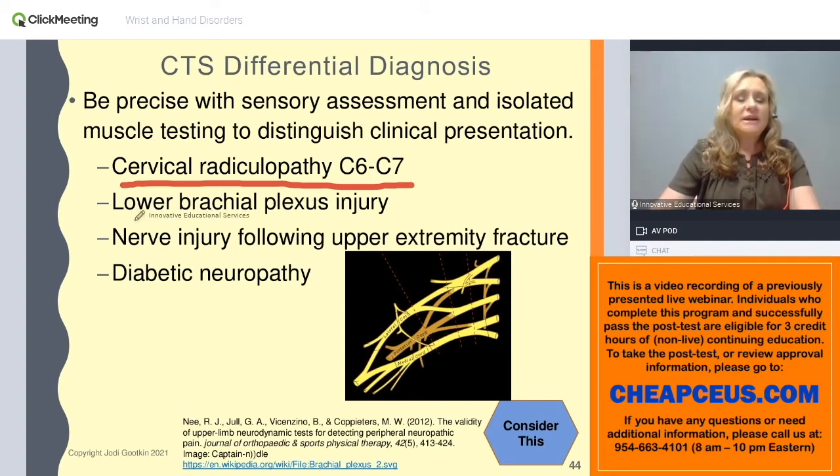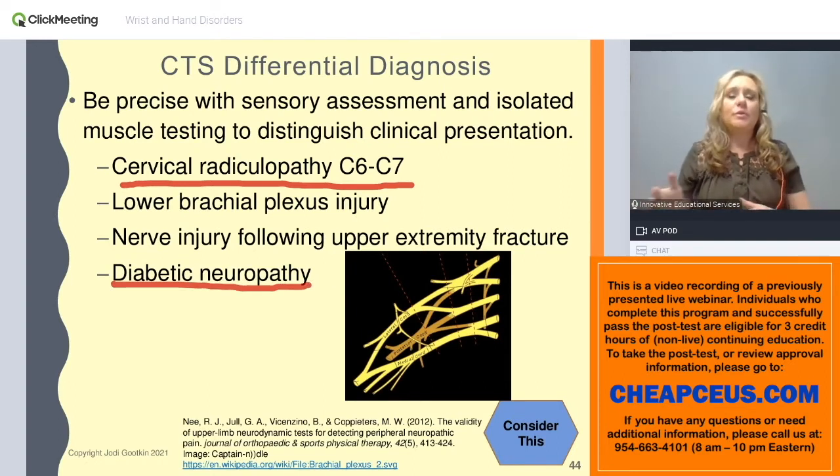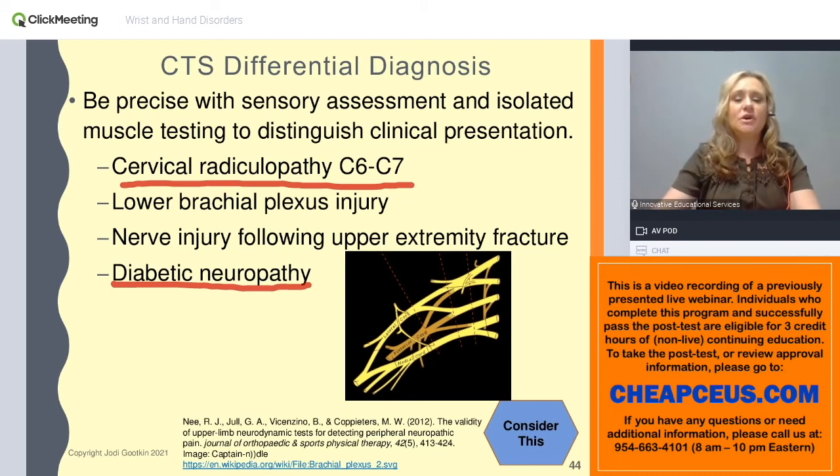Lower brachial plexus injuries can also mimic the carpal tunnel presentation. And then again, distinguishing diabetic neuropathy, which will be more bilateral, symmetrical, that glove-type sensory loss, from the specific sensory loss and motor weakness in carpal tunnel, which is usually unilateral unless they have a job that's similarly bilateral.